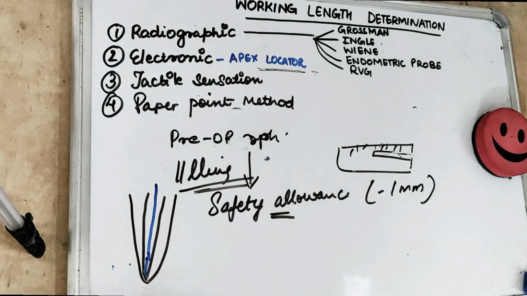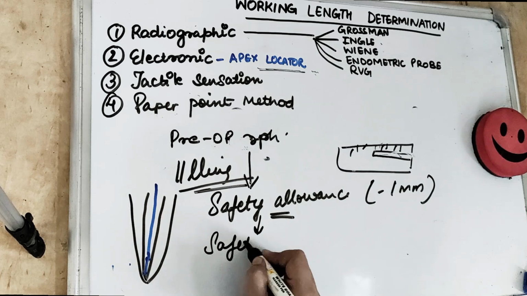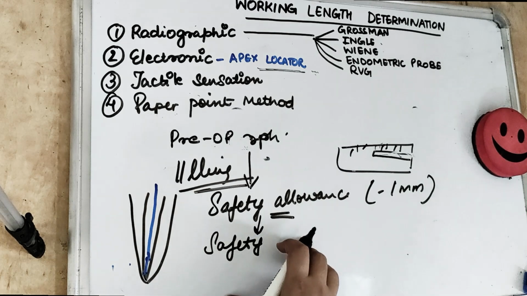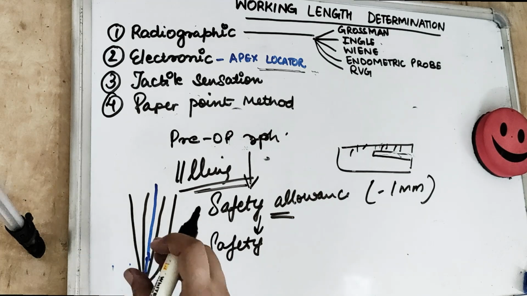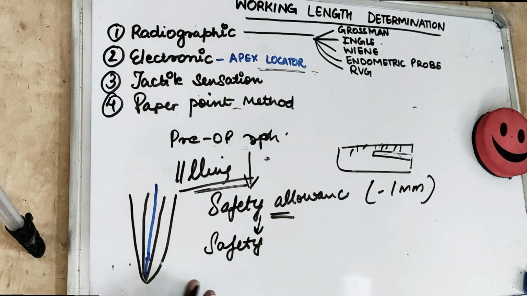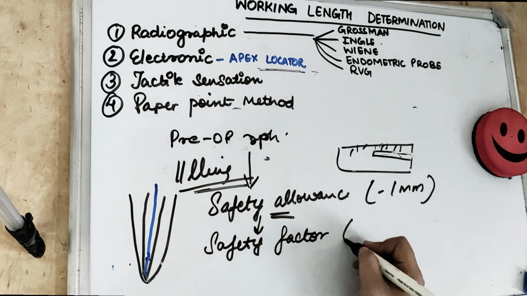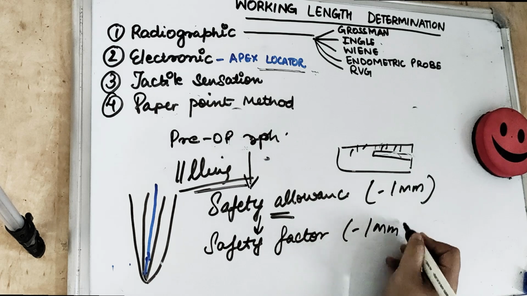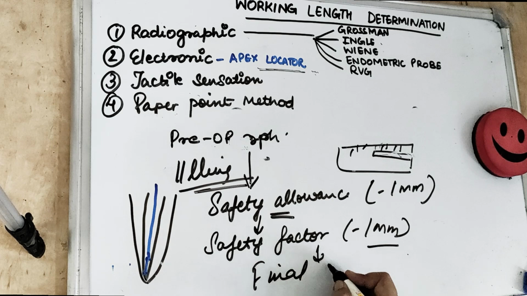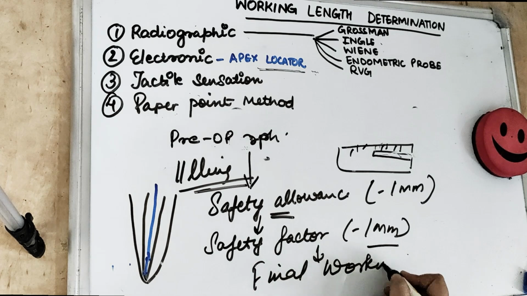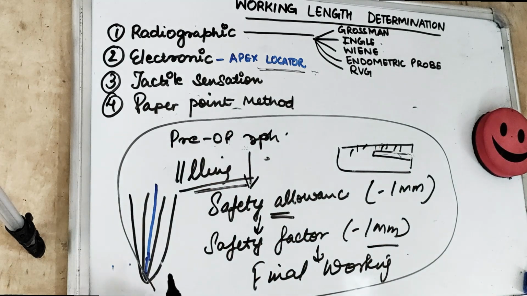And also 1 millimeter of safety factor is subtracted. This safety factor is subtracted to conform with the apical terminus of the root canal. At the apical constriction we should end our obturation, right? So therefore a safety factor of 1 more millimeter is subtracted. And this becomes the final working length. So this is, according to Ingle, the final working length. This is how we should calculate the working length according to Ingle.